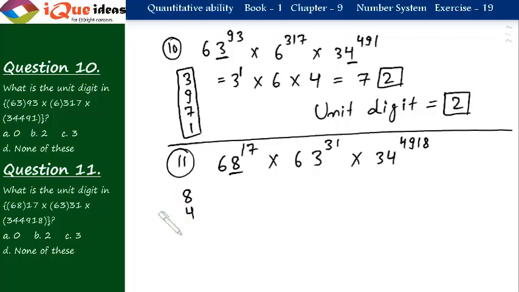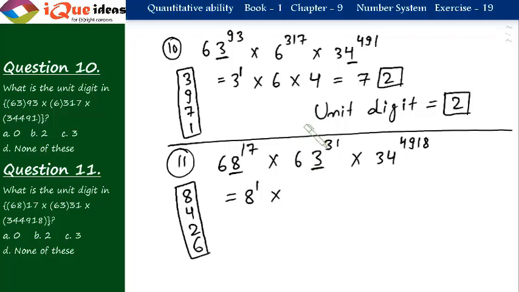So, you can check the unit digits of powers of 8. It would be 8. Then 8 square is 64, so 4. 8 cube is 512, so 2. And 8 to the power 4 is 4096, hence 6. All the powers of 8 will have these digits only in that order. Now here the power is 17 divided by 4, remainder is 1. The unit digit of the first part would be 8 raised to 1.